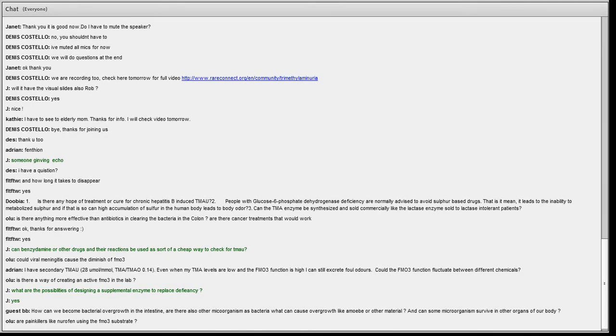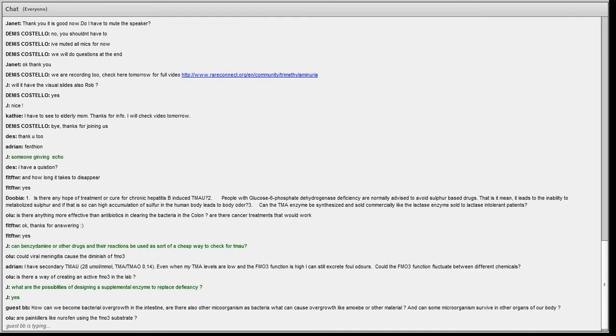Okay, and the last question from Dubia was, can the TMA enzyme be synthesized and sold commercially like the lactase enzyme sold to lactose intolerant patients? Well, we can synthesize the enzyme in the laboratory, but it's the delivery that's the problem. And also anything that would have to be given to a patient has to undergo very strict guidelines.